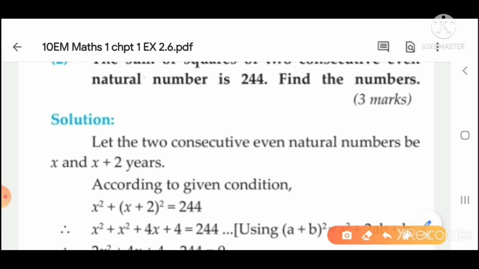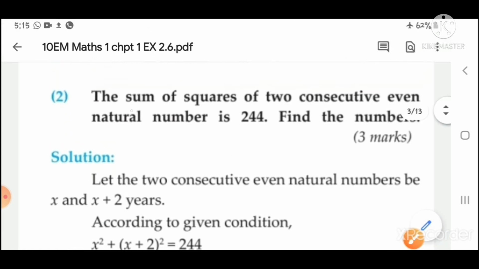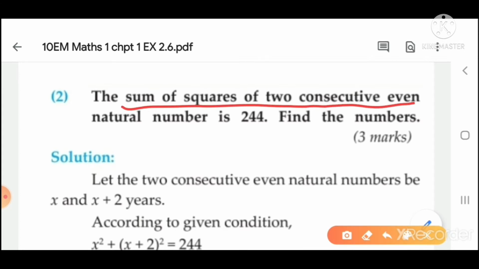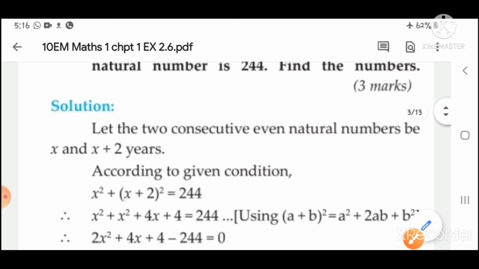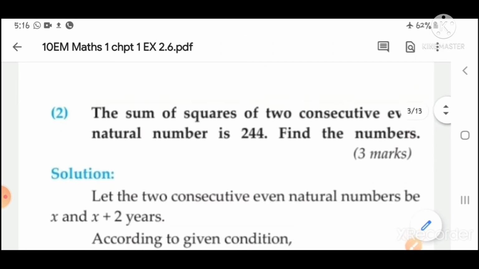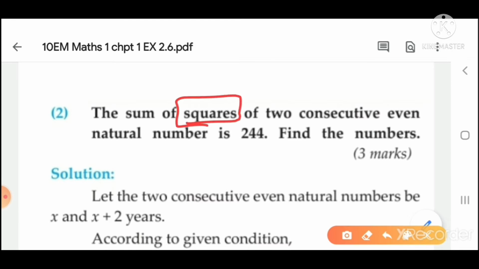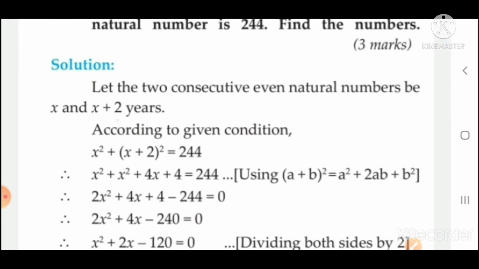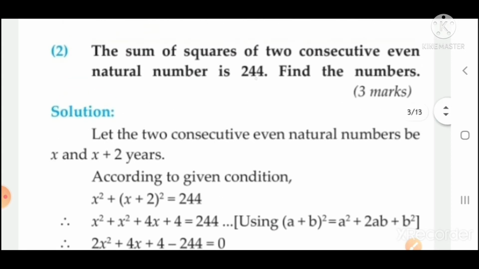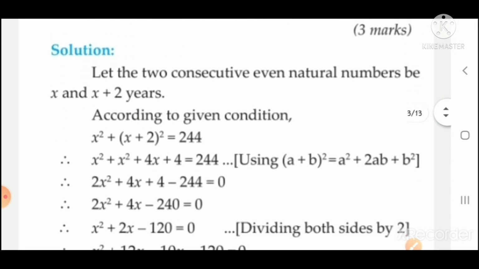What is the condition asked here? According to the given condition, the sum of the squares of two consecutive even numbers. Sum means what? Add. So we will add both the numbers, x plus x plus 2, but they have told square, right? This is the important word, square. They have told sum of the squares, which means you have to take the square also. So you don't have to just add x and x plus 2, you have to take their squares also, equal to 244. See, this is given to you. That's it. Then you have to start solving.